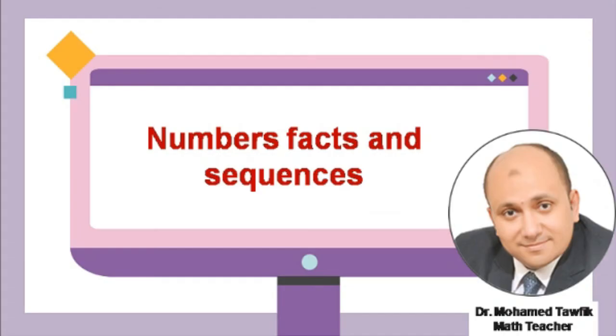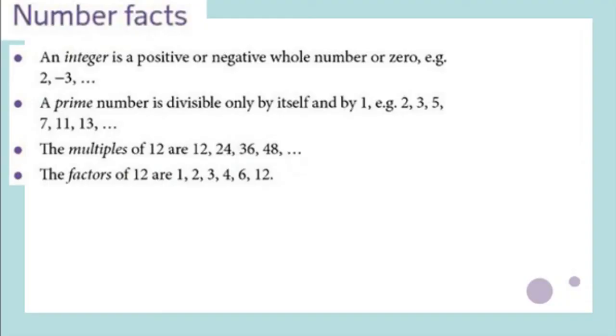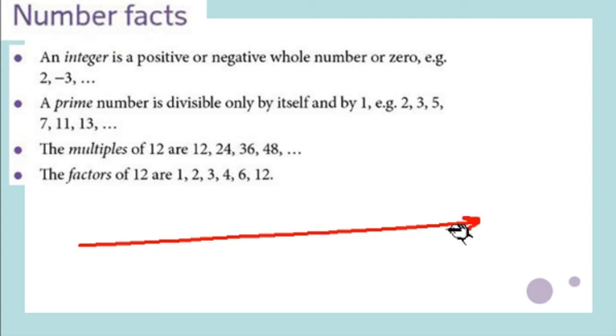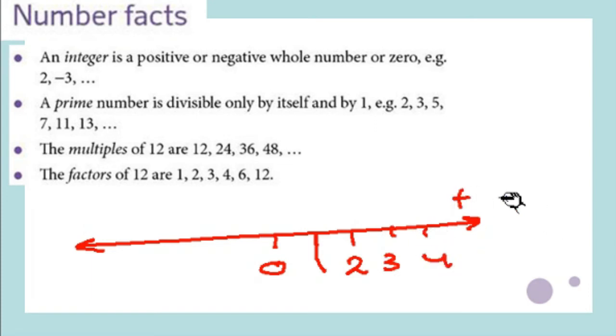So we will next talk about numbers, factors, and sequences. So we will talk about integers or negative numbers. I will just make it simple for you. This is the number line. Do you remember the number line? Yes. This is 0, and this is 1, 2, 3, and this is 4. This goes to endless positive numbers, and we call it infinity.